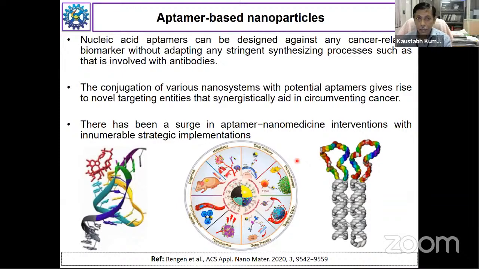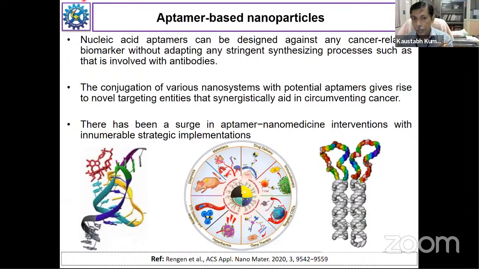Aptamers are nothing but a small fragment of an oligonucleotide, and it has a definite targeting motif which can be utilized as a targeting group. Suppose all of you know there are antibodies. Antibodies are big molecules. They have a molecular weight of more than 100, or nearly 200 kilodalton.